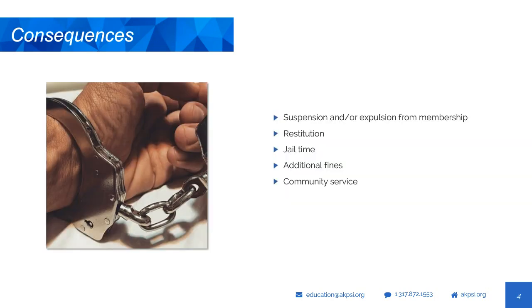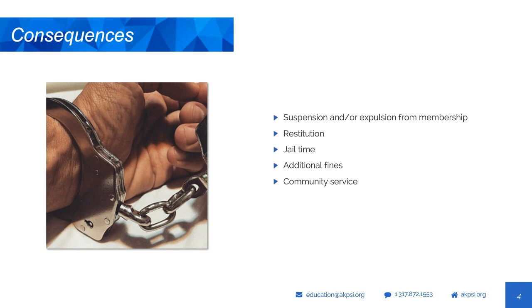Embezzlement is a crime and can result in disciplinary action from the fraternity, your university, and law enforcement. When a claim is made, the fraternity will request documentation and contact the accused for more information. Depending on the case, it can lead to suspension and/or expulsion from the fraternity. The fraternity will also advise the chapter to contact the university and local law enforcement.